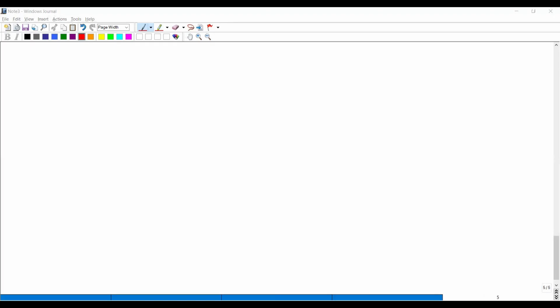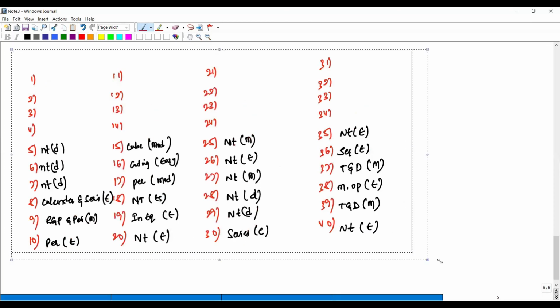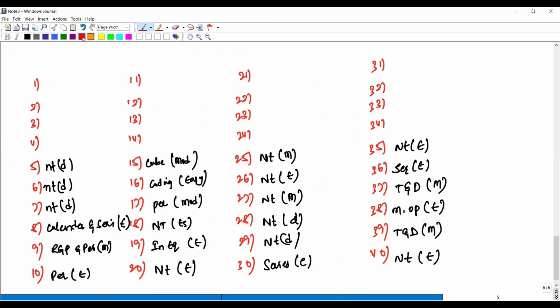If you see questions 1 to 40, here D stands for difficult, E stands for easy, M stands for moderate. And this one is from calendars and series combined. NT stands for number theory, and then ratio and proportion, percentages, cube, coding, percentage, number theory, inequality, number theory. So these are all from number theory and series. Number theory, again series, time and distance, mathematical operation, time and distance, number theory.